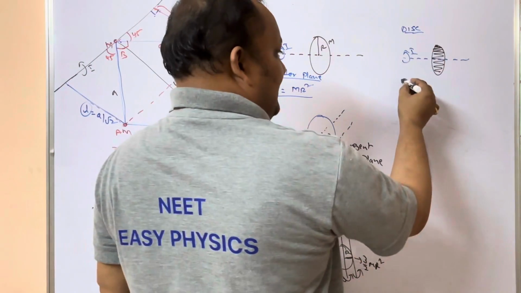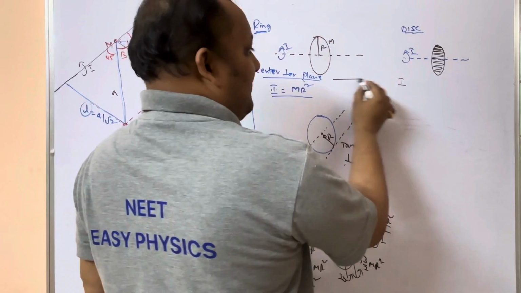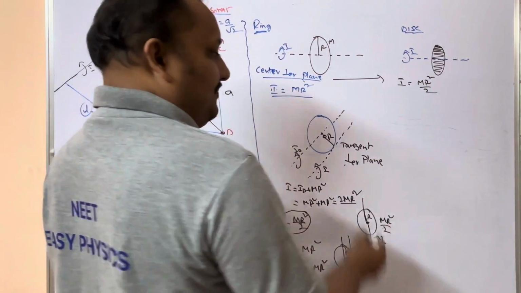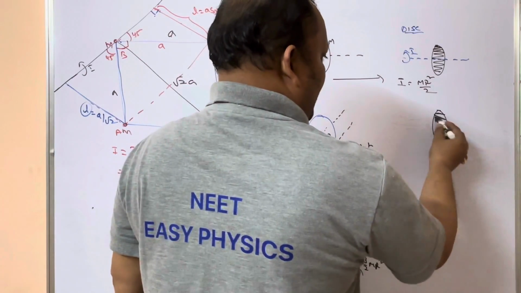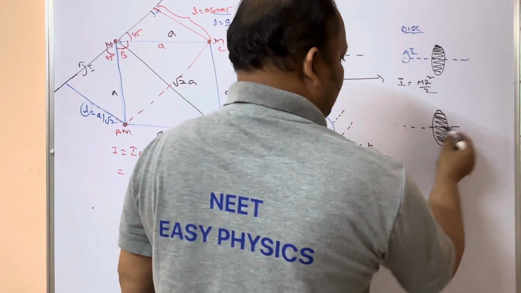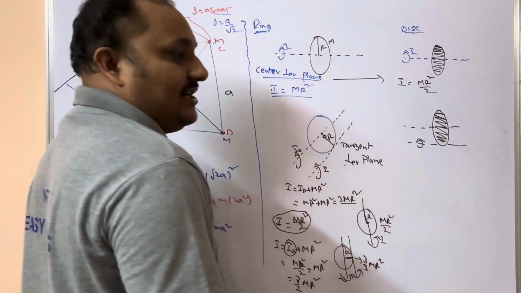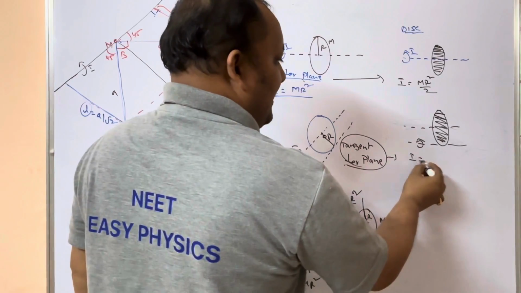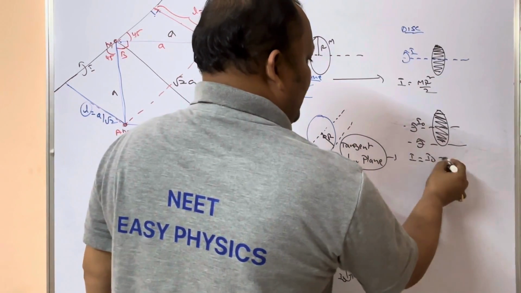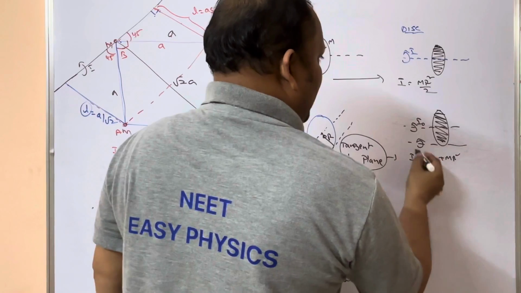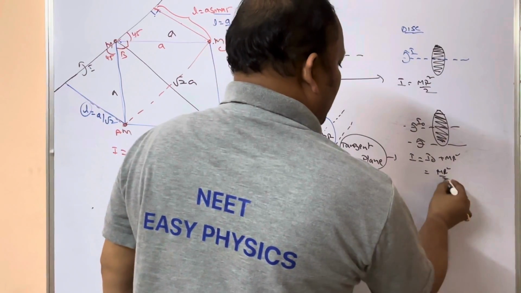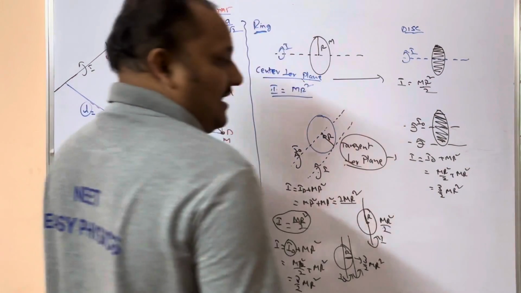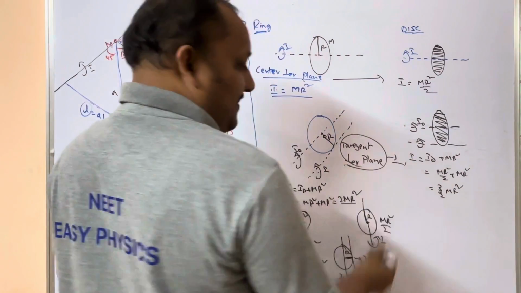So for the disc, this value, same axis, center perpendicular to its plane, is mr square by 2. So for the disc, about tangent perpendicular to its plane, this one, I is equal to I naught plus mr square. What is I naught? Mr square by 2. Mr square by 2 plus mr square, 3 by 2 mr square. This is tangent perpendicular to its plane.